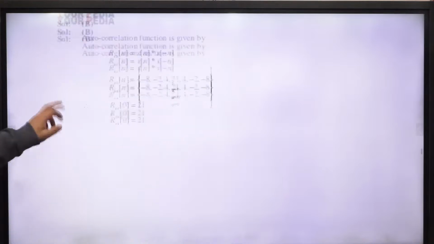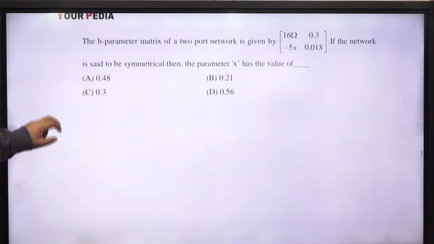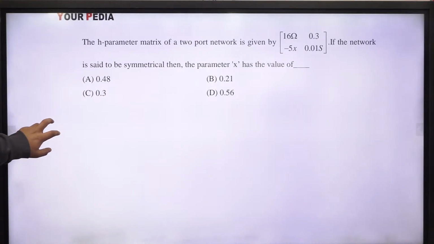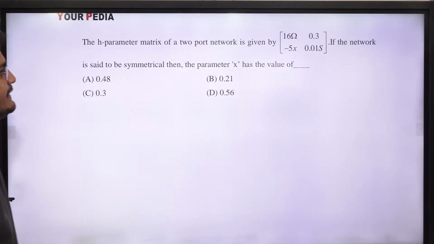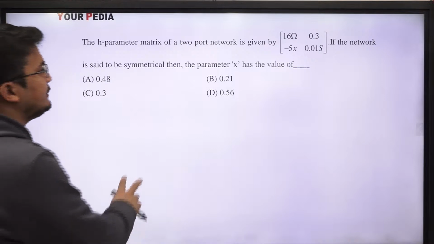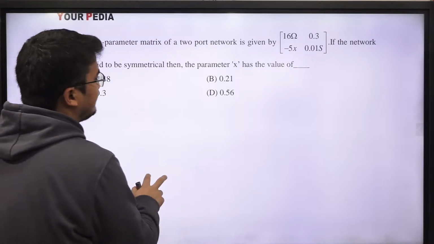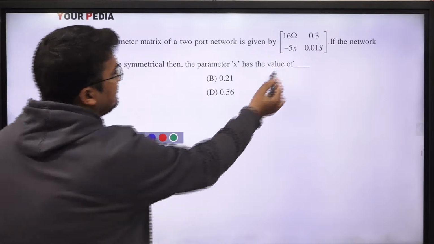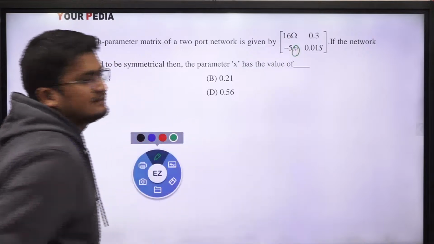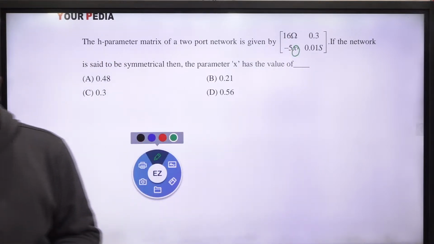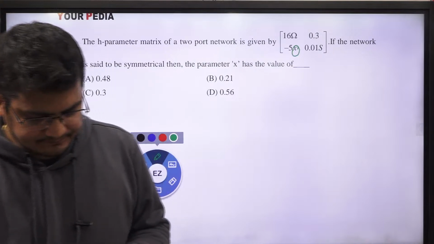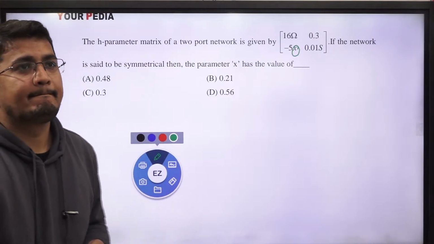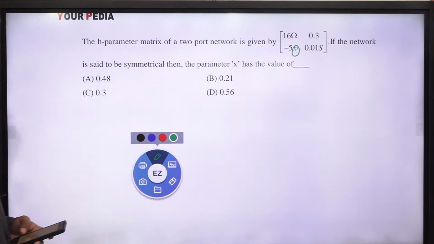So next, moving ahead. Again, the h parameter matrix of a two-port network is given. Guys, tell me what will be the answer. If the network is said to be symmetrical, then the parameter x, you need to tell the value of x. Do it fast. Very simple question. Guys, tell me what will be the value of this x. Do it fast. Come up, please. Guys, tell me what will be the value of x. A, B, C, D.